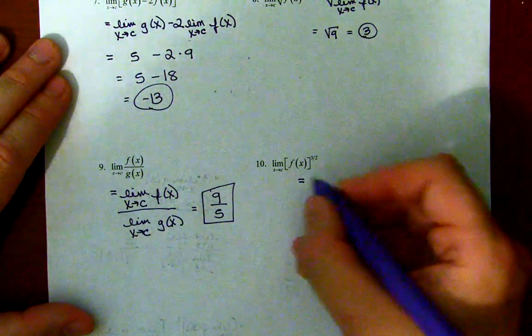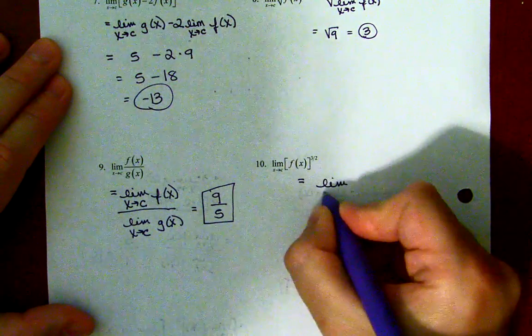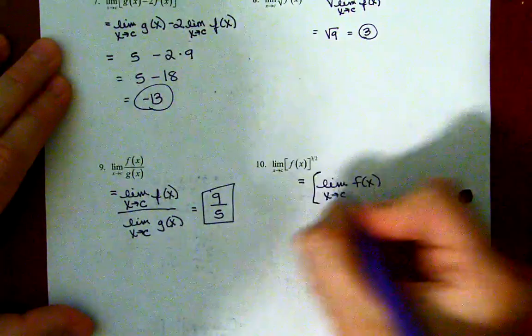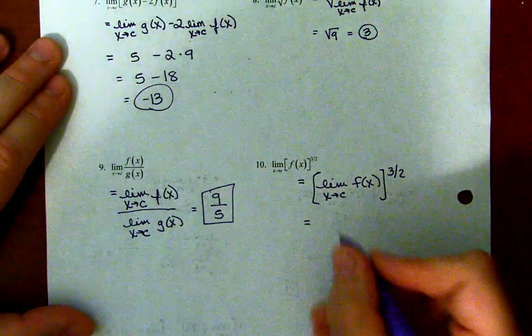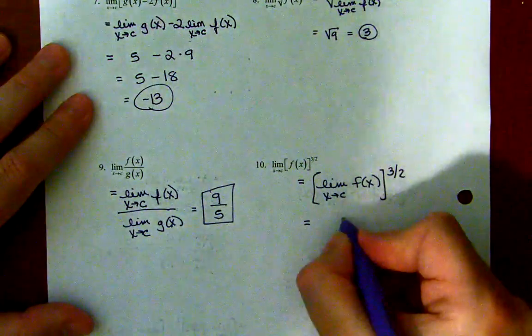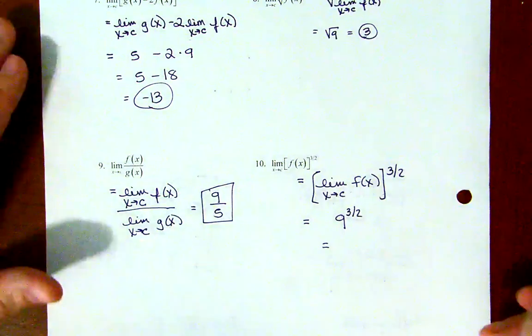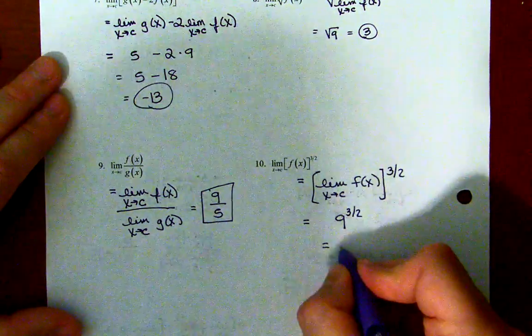Either another power rule or a composition problem or whatever. I'm going to do the limit as x approaches c of f of x. I'm going to get my answer, and then I'll raise that answer to the 3/2 power. Okay, so what's this limit? This is 9. Raise that to the 3/2. Hopefully remember a 3/2 power means let's take the square root and cube it. Denominator is the root, numerator is the power.